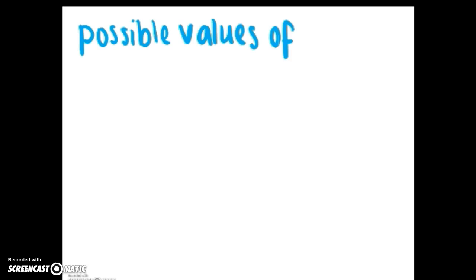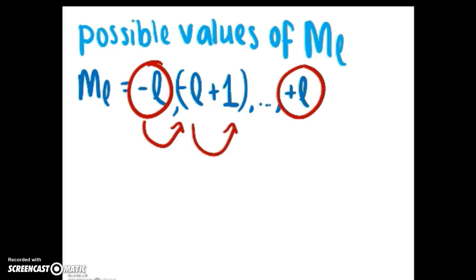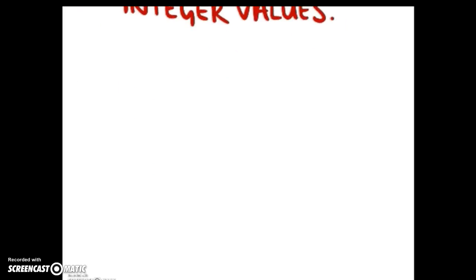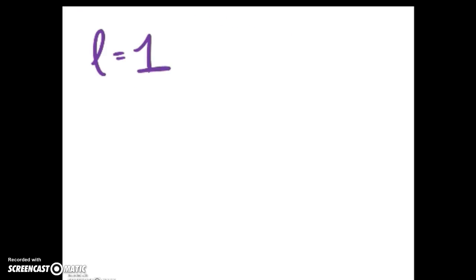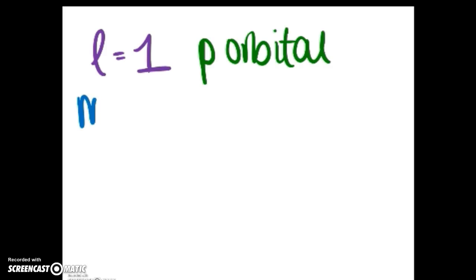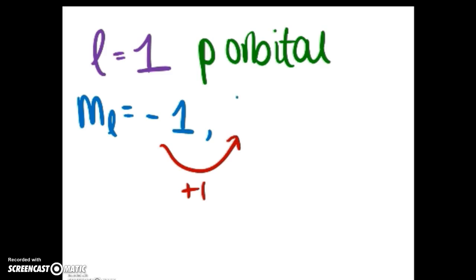We can find the possible values of ml as the allowed values are integer values between and also including -l to +l. So if we have l equals 1, which as we know would represent a p orbital, the values of ml would be -l, which equals -1, and then we'd add 1 to our first ml value to get the next highest integer value, so we'd also have an ml value of 0. And we need to make sure that we stop when we get to our plus l value, as the range is from minus l to plus l.